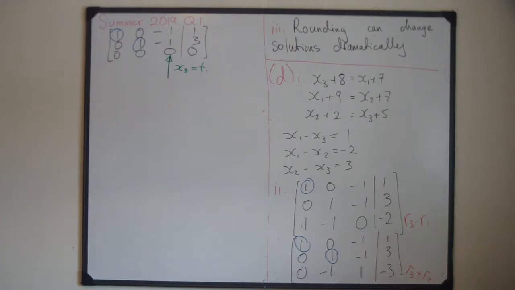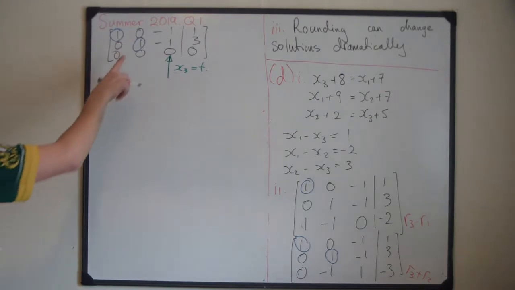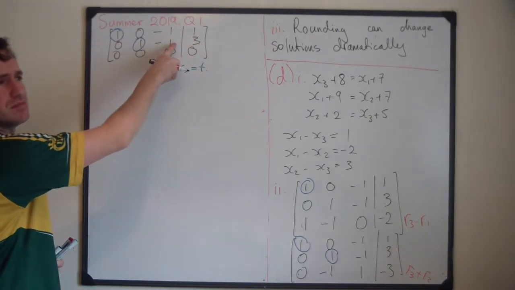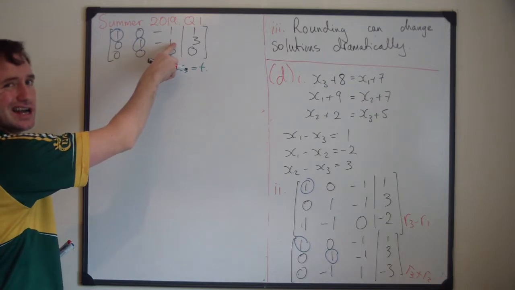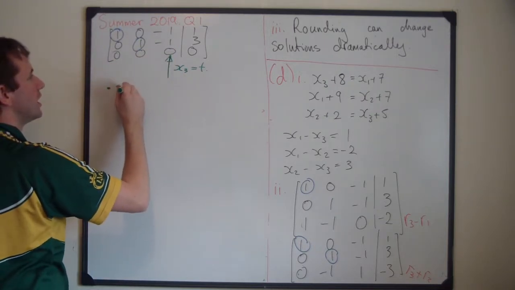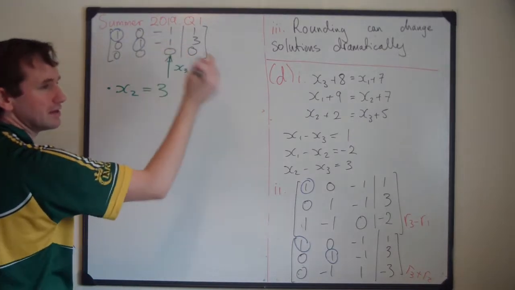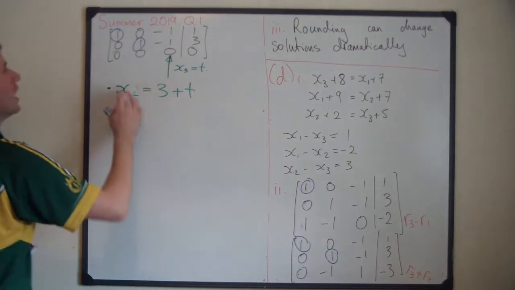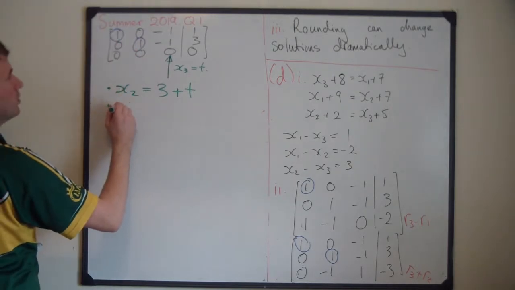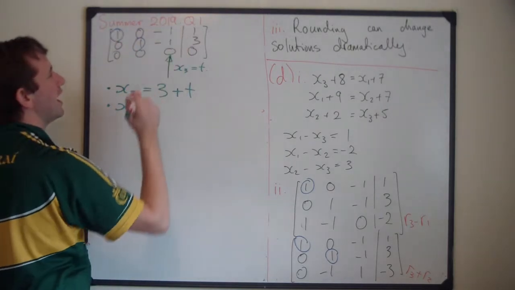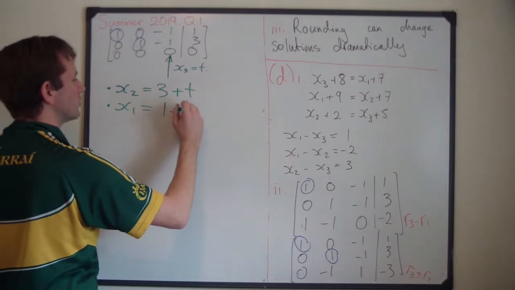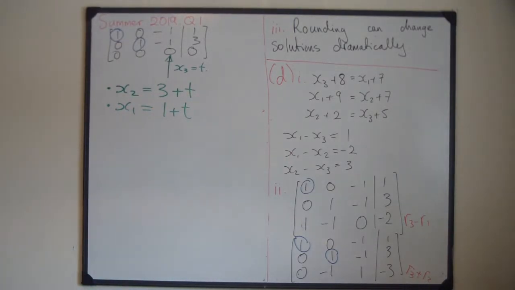Okay, so now we can solve for X2. X2 is equal to 3, this is minus X3, add that to both sides, you end up with X2 is equal to 3 minus T, added to both sides is plus T. And then similar story here, X1 is equal to 1, add this to both sides, so 1 plus T. Okay, right.